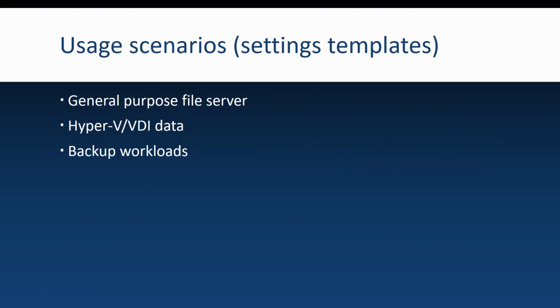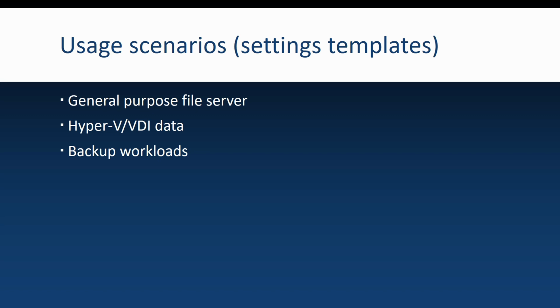The usage scenarios that are preloaded or made into templates on Windows Server are general purpose file server. This scenario speaks for itself. You can use the settings from this template when you use dedupe on general file servers with office files and so on.